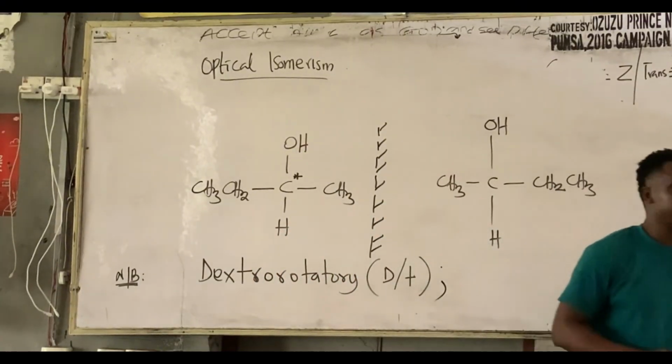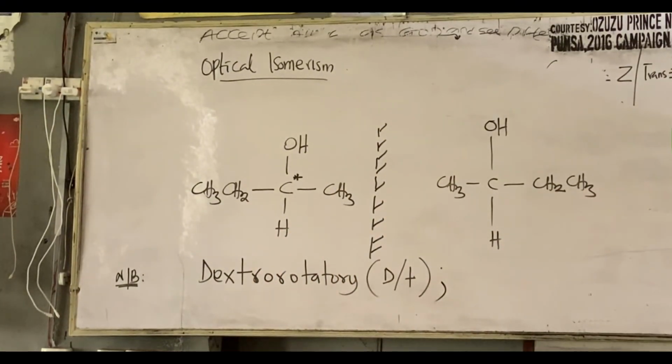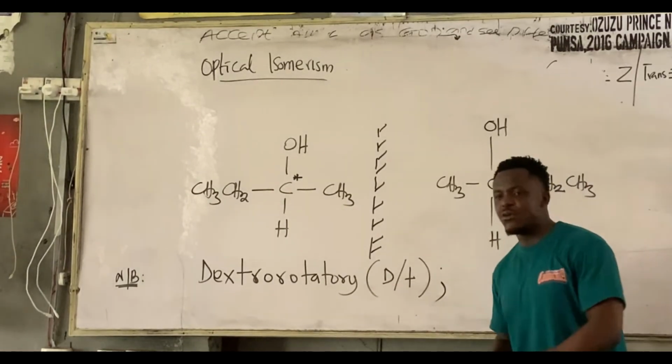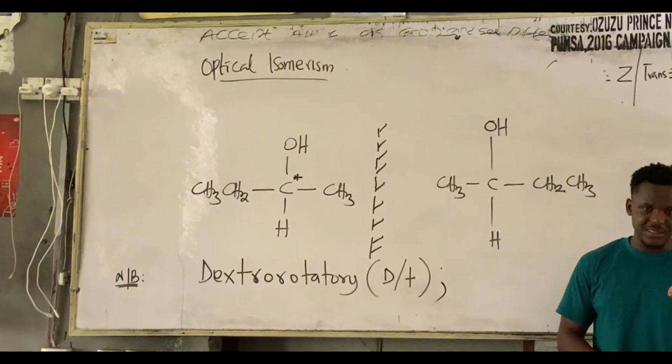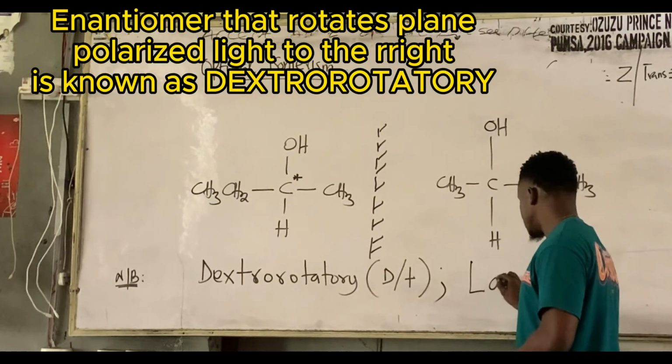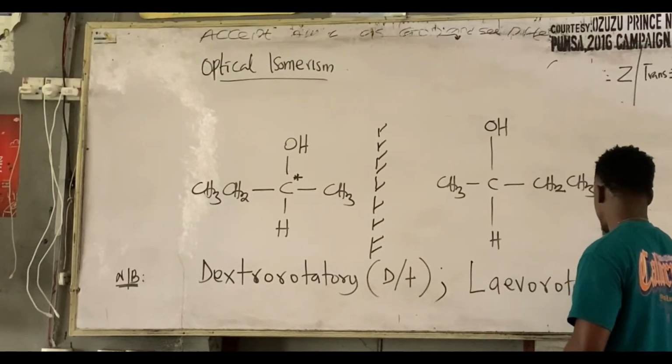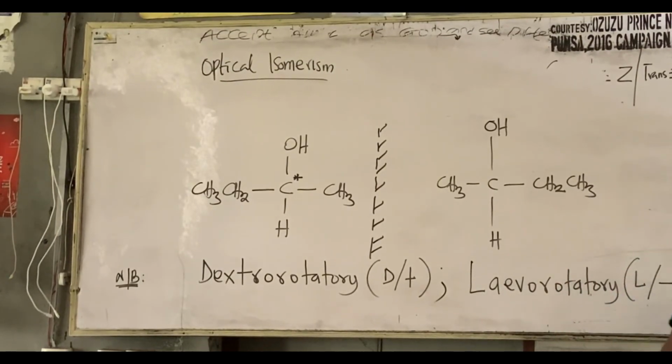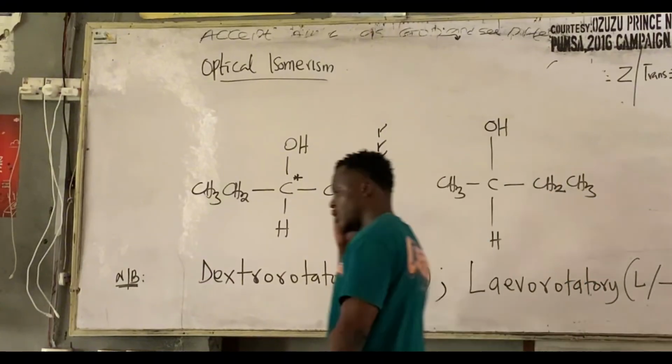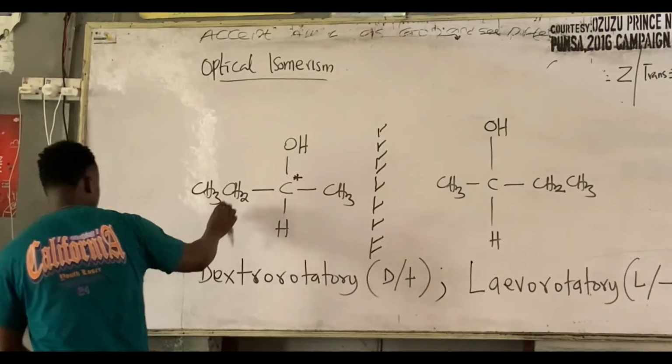Similarly, an enantiomer that rotates plane polarized light to the left is called levorotatory.